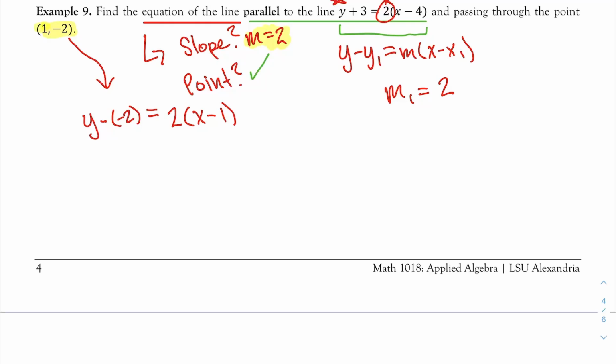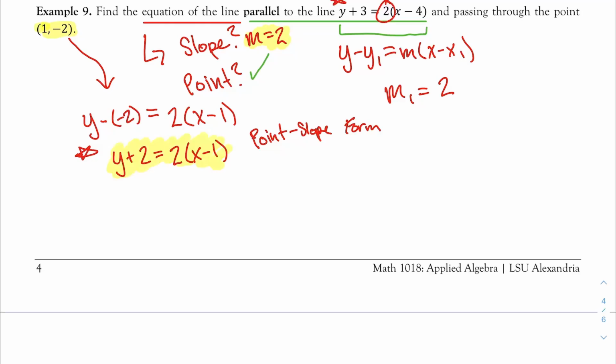Now I could leave it in this form for point-slope form. Maybe I want to change this minus, that should not be a 3. Write this to be plus 2 is equal to 2x minus 1. If I leave it in this form, remember this is our point-slope form, like so. This is one acceptable answer, depending on what I'm asking for.